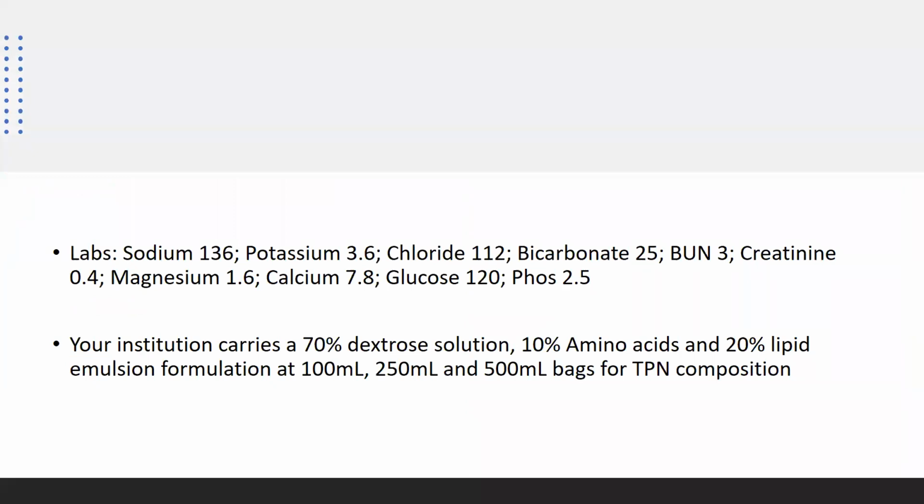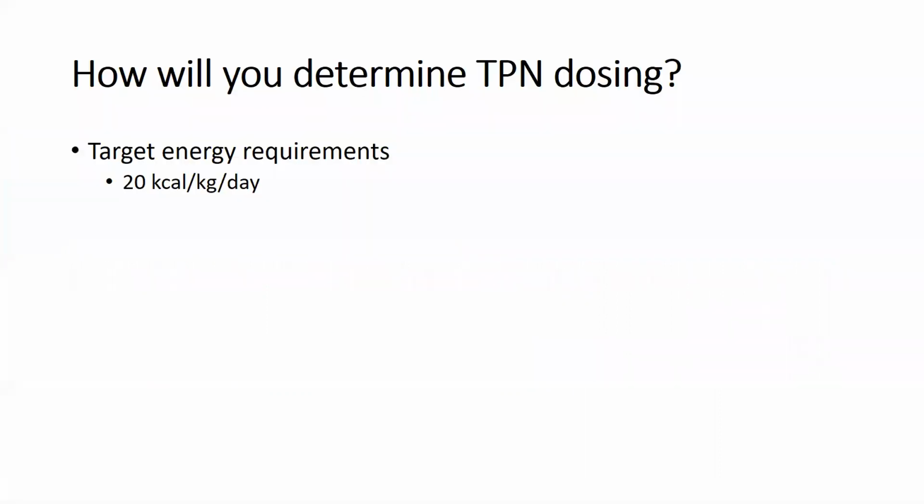So here are her labs, generally okay, creatinine's okay, 0.4, sodium's 136, potassium's 3.6. At your institution, for your parenteral nutrition, you have 70% dextrose solution, 10% amino acids, and a 20% lipid emulsion that comes in either 100, 250, or 500. How will you determine your TPN energy dosing?